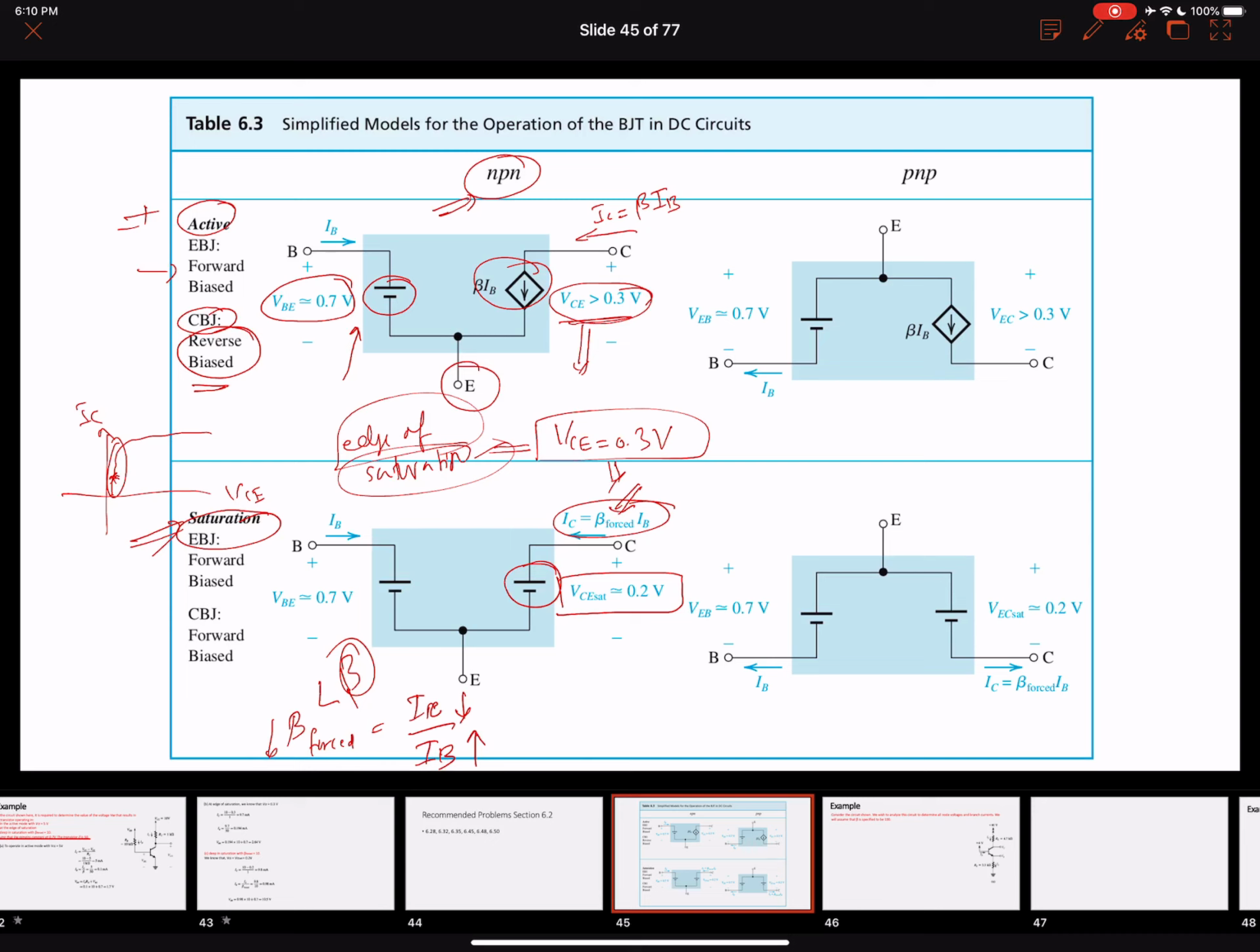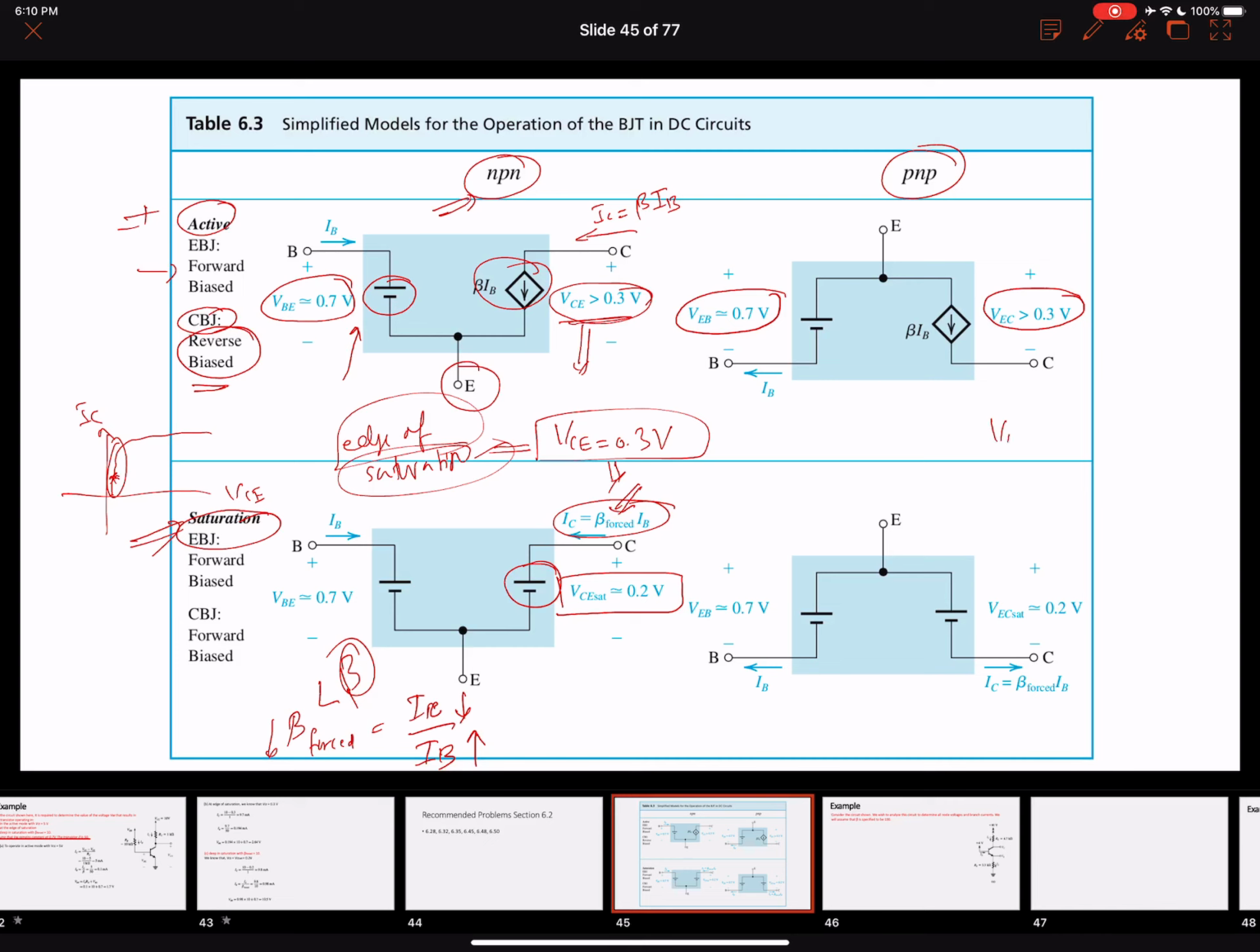Now moving to the PNP transistor, our entire reasoning and the models remain the same, except now we have a PNP transistor. So in order to forward bias the emitter to base junction, we reverse the polarity of our voltage values. Now we have a VEB, which needs to equal 0.7 volts to make the emitter to base junction forward biased. Similarly, our emitter to collector voltage should be greater than 0.3 volts for it to be in the active region.